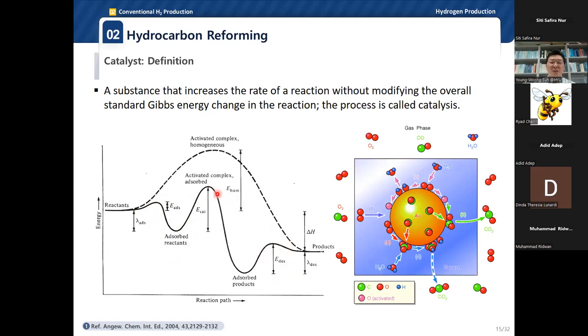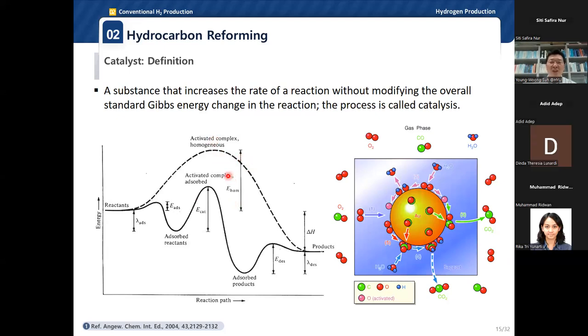You can compare the heights of these two arrows. This is for the homogeneous reaction, and this is for the heterogeneous reaction. So the most important concept of catalysis is that the activation energy of the homogeneous reaction is reduced by this amount. That is the benefit of heterogeneous catalysis.